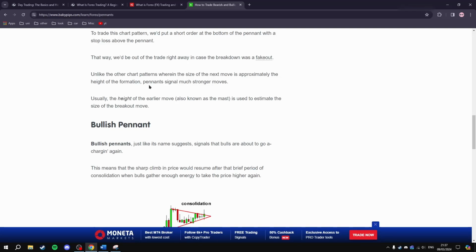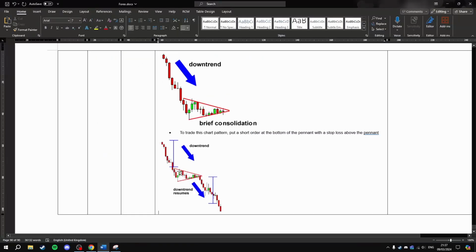That way you would be out of the trade right away in case the breakdown was a fake out. Yeah, you do it here.